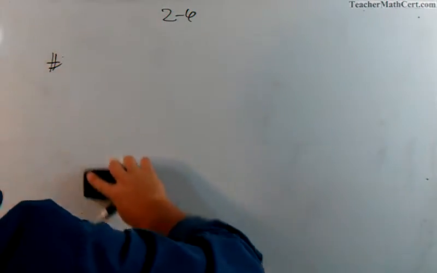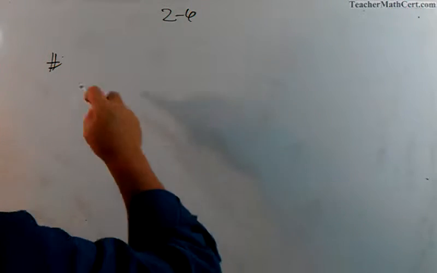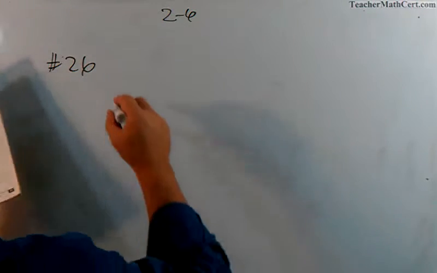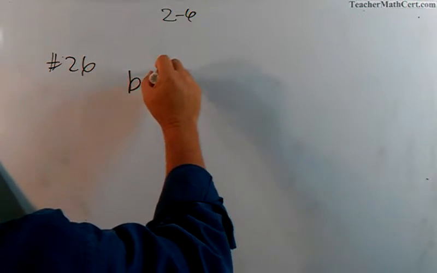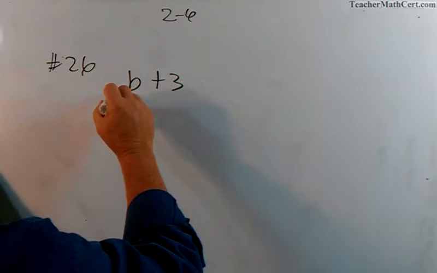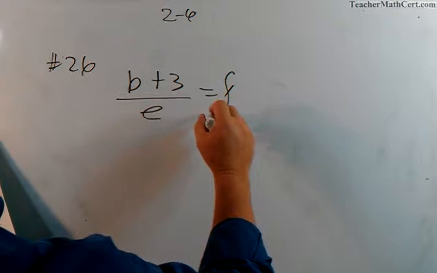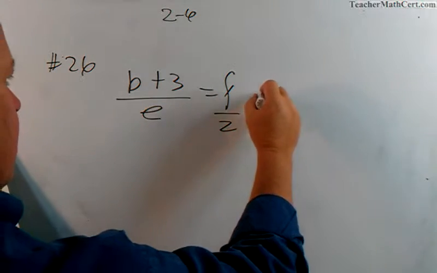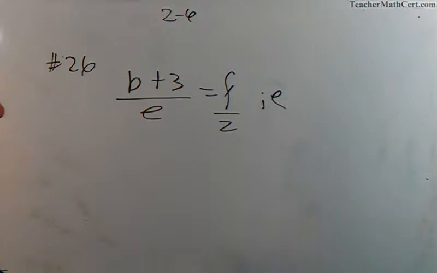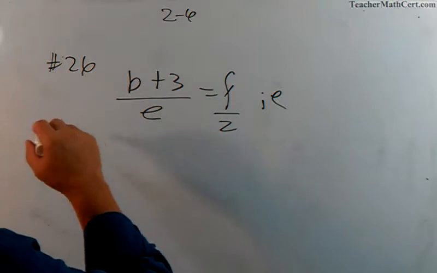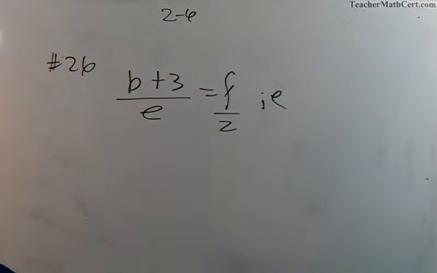Number 26. B plus 3 over E equals F over 2. Solving for E. All right. First thing we can do is, I'm going to go ahead and do it the long way, then I'll show you how to do it an easy way. But now I'll do it the long way.